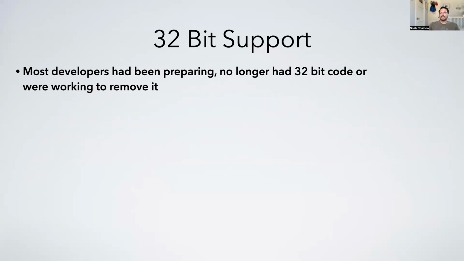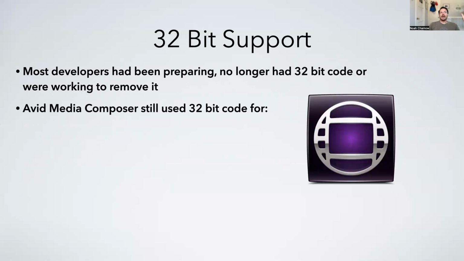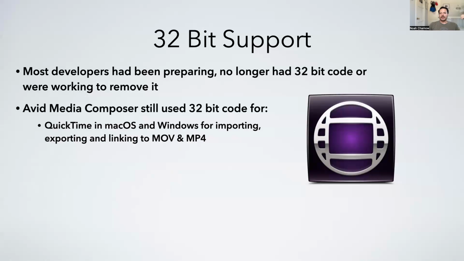And I'm not throwing shade on Avid at all, but Media Composer still used 32-bit code for QuickTime in macOS and Windows for importing and exporting and linking to MOV and MP4, and the title tool in Media Composer was still 32-bit. So a large portion of the functionality in Avid in 2019, when Apple released macOS Catalina, was still dependent on 32-bit architecture.